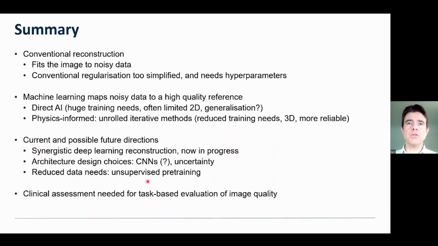And there are all kinds of methods out there in the deep learning world that are really into unsupervised pre-training, through pretext tasks and so on. So there's a lot of work going on in deep learning that we could yet make use of in medical image reconstruction. And as with all methods, clinical assessment is always going to be needed for a real task-based evaluation of how well these methods are doing, how trustworthy they are, how reliable they are. So I think that's basically my part done.